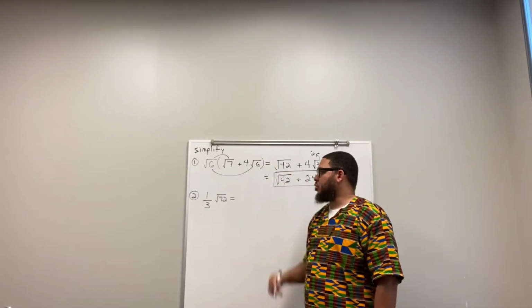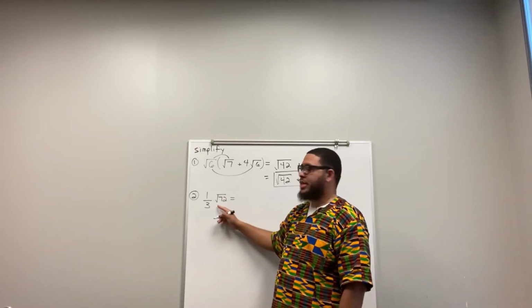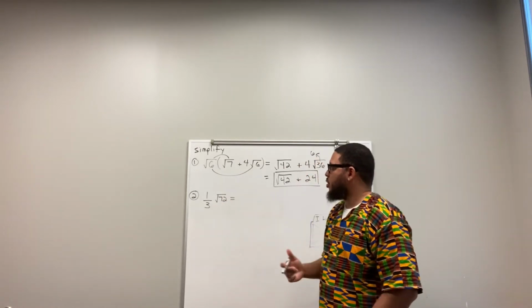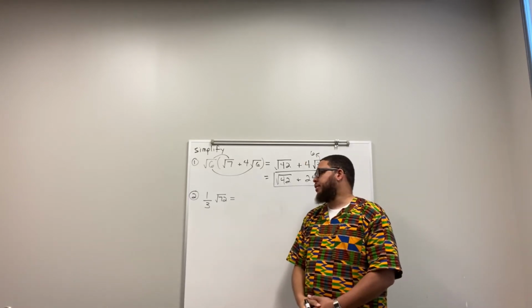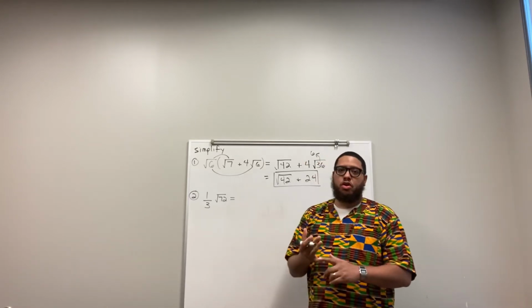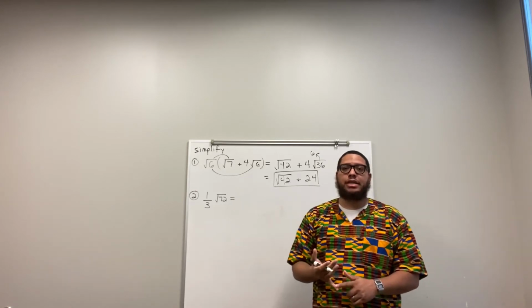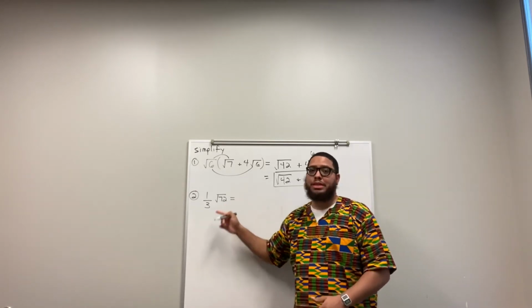Now, look at number 2. 1/3 times the square root of 72. So I want to simplify that square root of 72 if I can. So what I'm thinking about is, again, first of all, these are the questions you have to ask yourself when you're approaching problems like this.